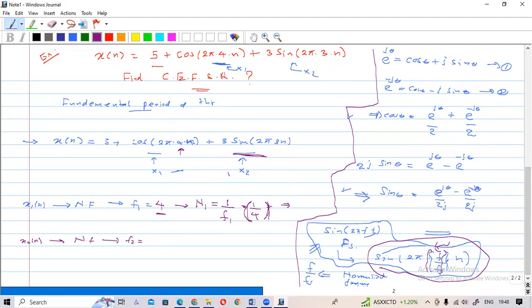So this is the normalized frequency, and the normalized frequency of this one should be 3. Then tell me what is the period. Let's say that it is n2. What is the period of this signal x2?